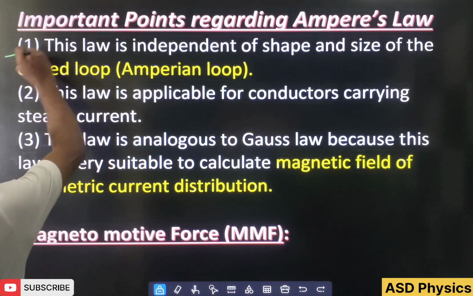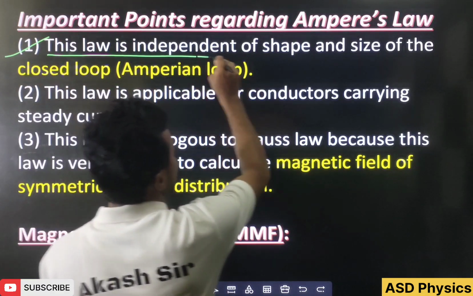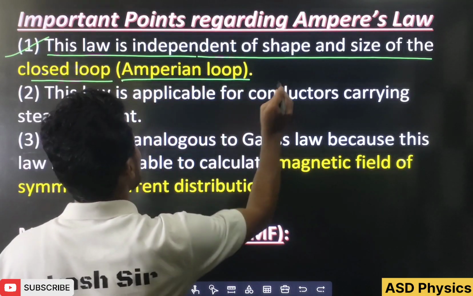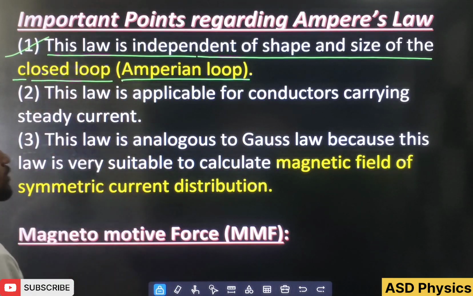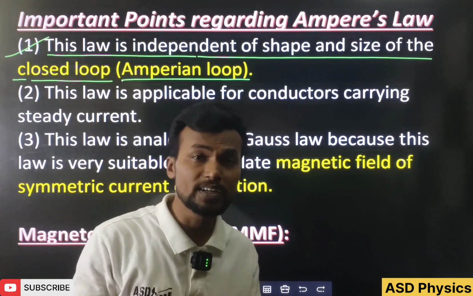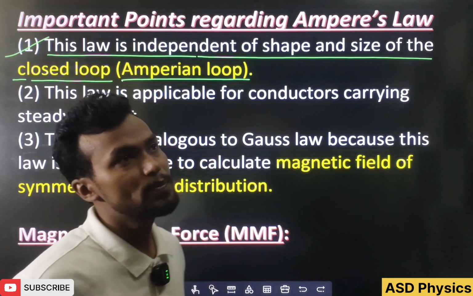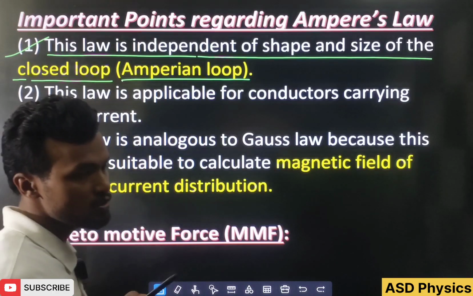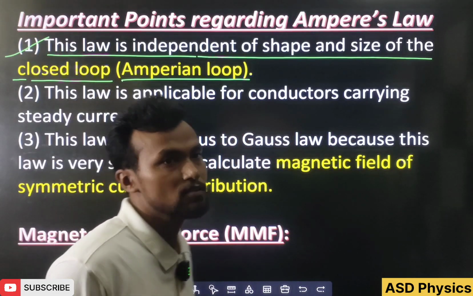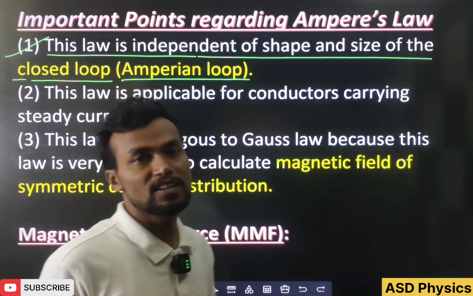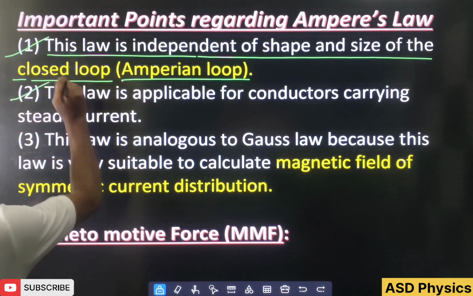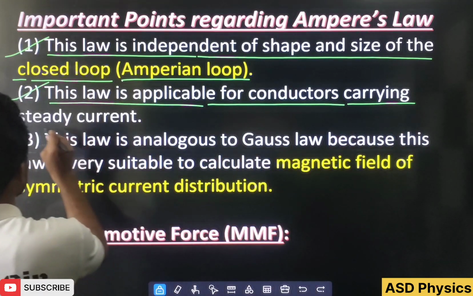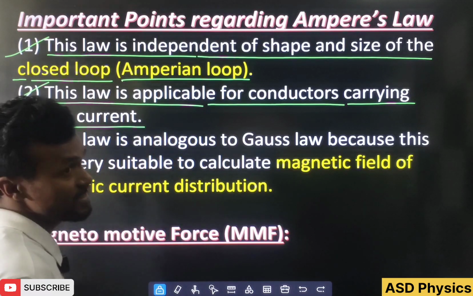So see the first point: this law is independent of shape and size of the closed loop, named Amperian loop, similar to Gauss law of electrostatics. Gauss law of electrostatics is also independent of shape and size of the closed surface. So here also it is independent of shape and size of the closed loop. In Gauss law a surface integral was there, but now here a line integral is there. Now see the second one. This law is applicable for conductors carrying a steady current, constant current, DC current, like that.